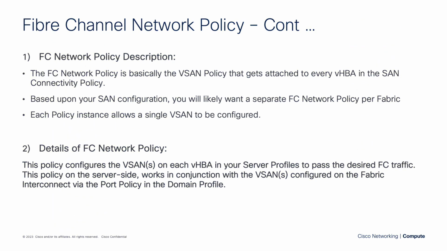The Fibre Channel Network Policy, in effect, is your vSAN policy. That's really what you're doing. You're identifying the vSAN that your Fibre Channel traffic is going to ride within the server profile. Based on how you've configured your SAN in your organization, you're likely going to want to have a separate FC network policy per fabric. A lot of times it's even numbers, odd numbers, etc. It's two different vSANs. And of course, you can only have one vSAN identified or configured per policy.